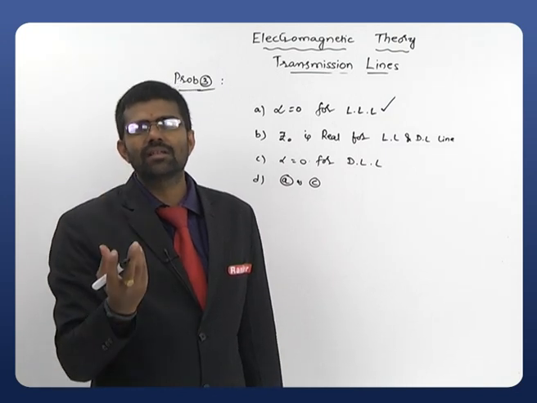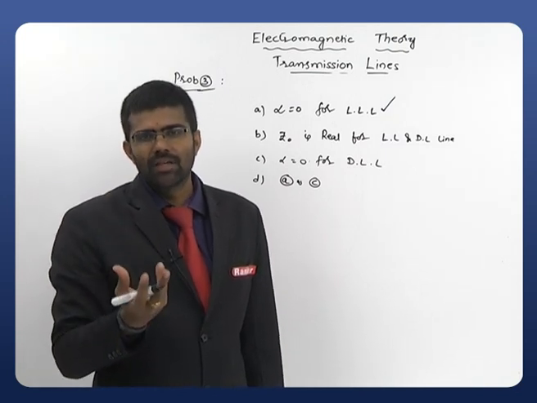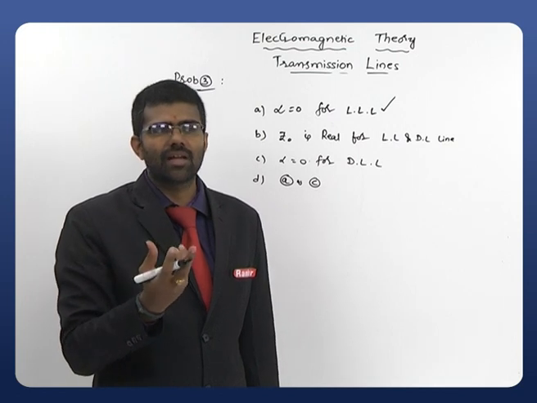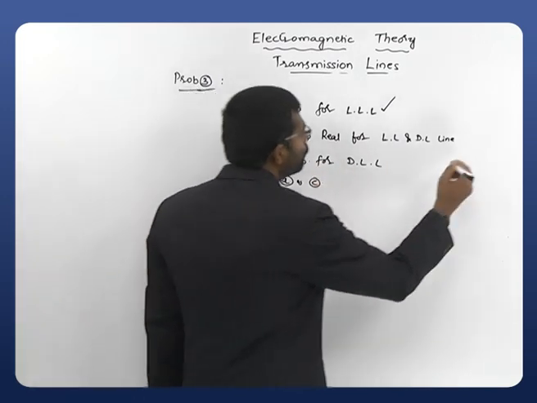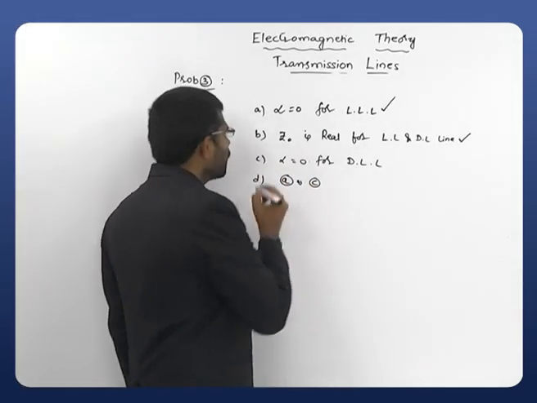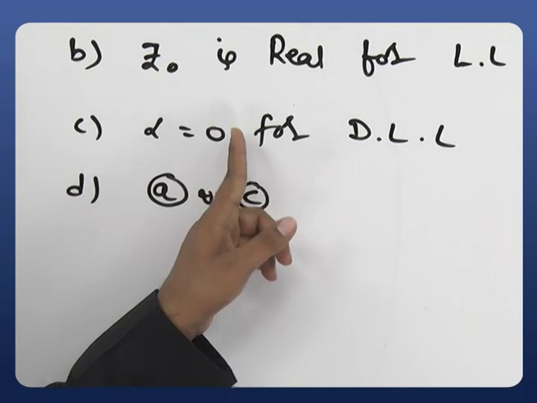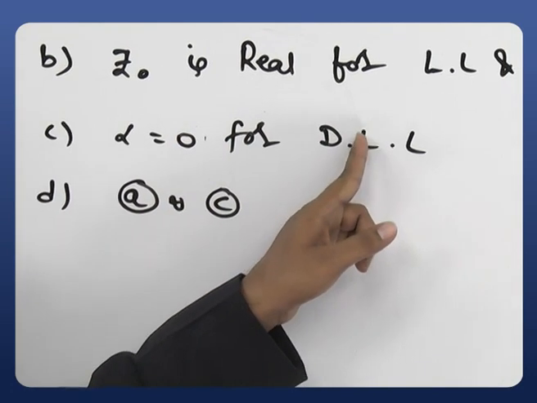L is real, C is real, so what you will get is a real quantity. The characteristic impedance of our lossless line or distortionless line is always a real quantity. So this is also true, right? And the third one, alpha is equal to 0. That is nothing but attenuation constant is 0 for a distortionless line.